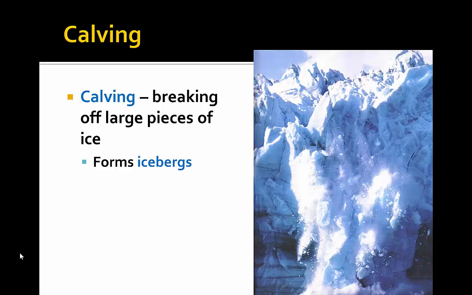In addition to the rather slow process of melting and sublimation of ice within the zone of wastage, we can also have ice break off in massive pieces. So that's called calving, and that's going to be the origin of icebergs.